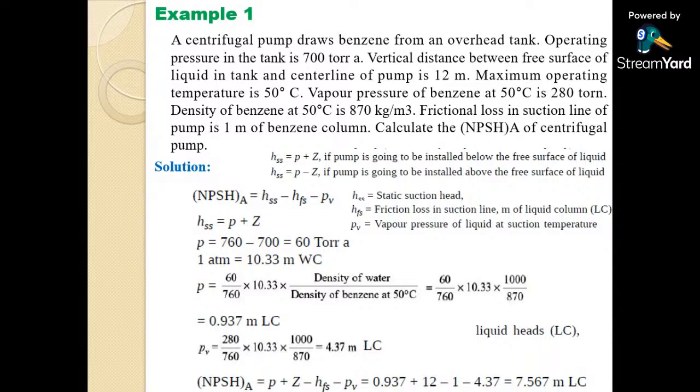This is the location of your pump. It is going to lift the water from an overhead tank. This is the overhead tank, and water is to be lifted from that overhead tank.